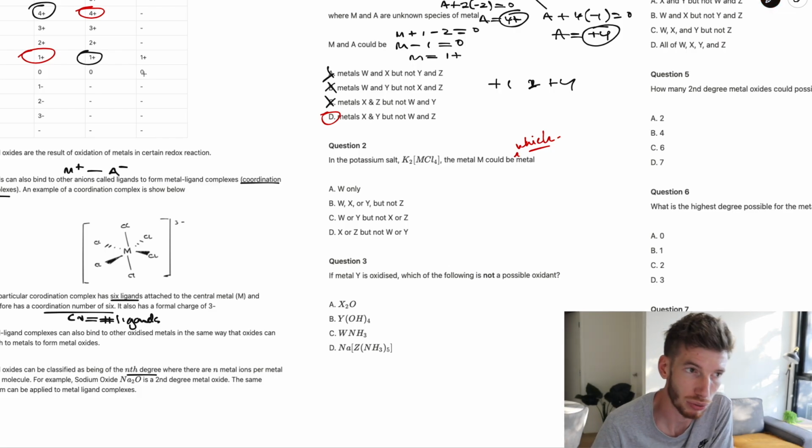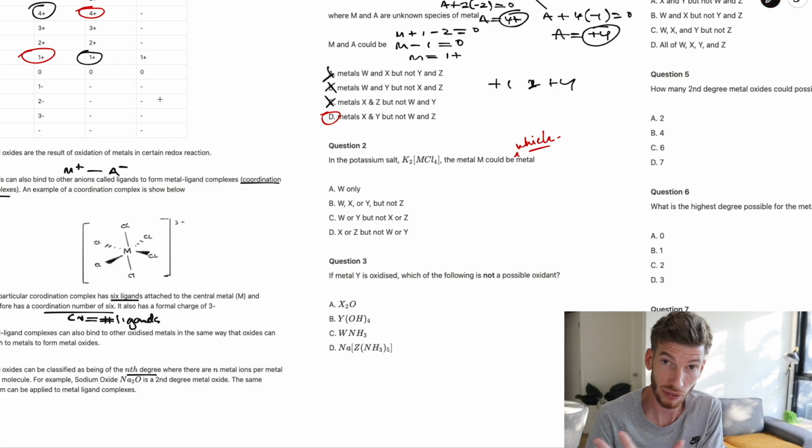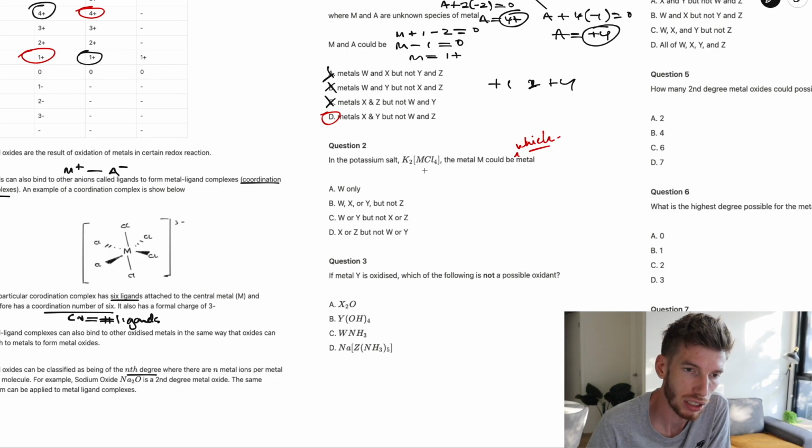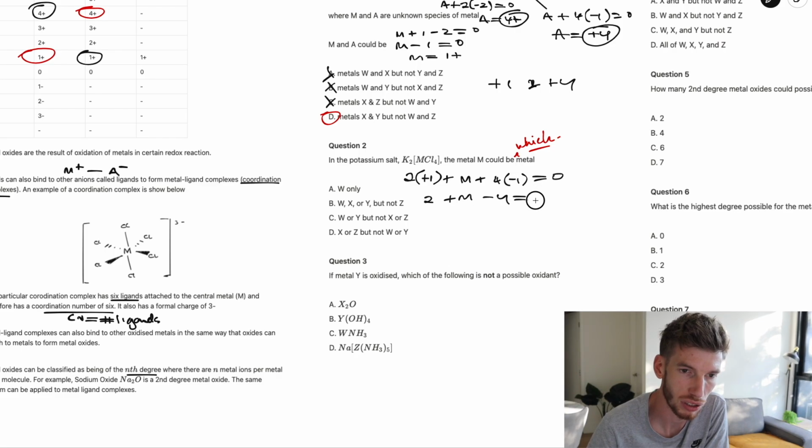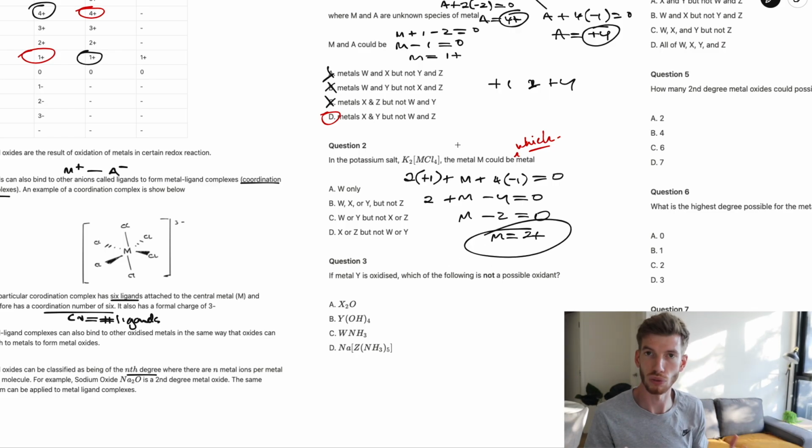And again, it's relating to identifying a metal, so I only have oxidation numbers to go off of. So I use the same method, 2 lots of potassium, which is in the +1 state, plus then metal M, which I don't know, plus 4 lots of chloride, which are in the -1 state. Cancels out to 0. This gives me 2 plus M minus 4 is equal to 0. So therefore M minus 2 is equal to 0. So M is equal to 2 plus.